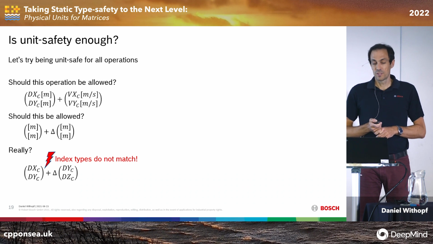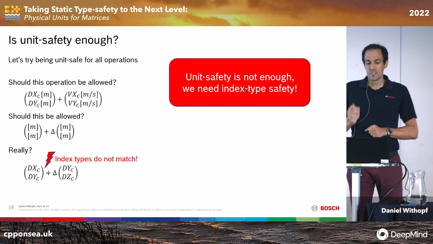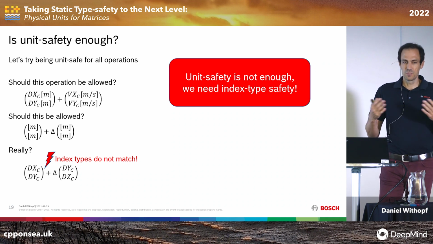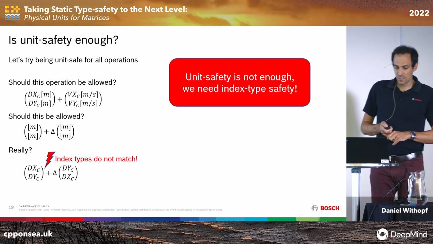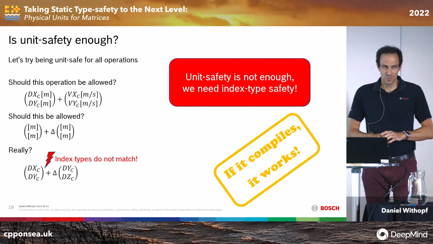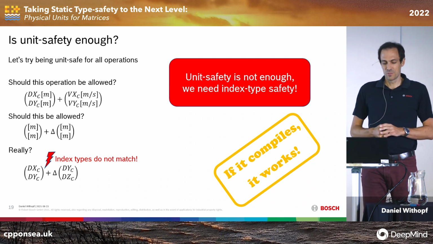That's the important lesson to take home from that slide: unit safety is not enough. We actually want index type safety if we want to be type safe all the way through. Again, I think this is a nice example of our slogan from the beginning: if it compiles, it works. Otherwise, you will get a static assertion.